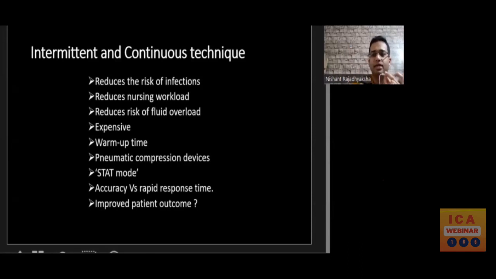Recent observations also suggest that pneumatic compression devices may also introduce artifacts that appear as large variation in the measured volume in otherwise stable patients. Although the modifications in the continuous cardiac output software provide a STAT mode or a rapid response mode, acute changes in cardiac output are still detected better by other techniques compared to continuous cardiac output monitoring. And therefore, continuous cardiac output monitoring is a trade-off between rapid response time and overall accuracy and stability of the displayed value. While it might be useful in clinical decision making, there is no study which demonstrates improved patient outcome after the use of continuous pulmonary artery catheter.